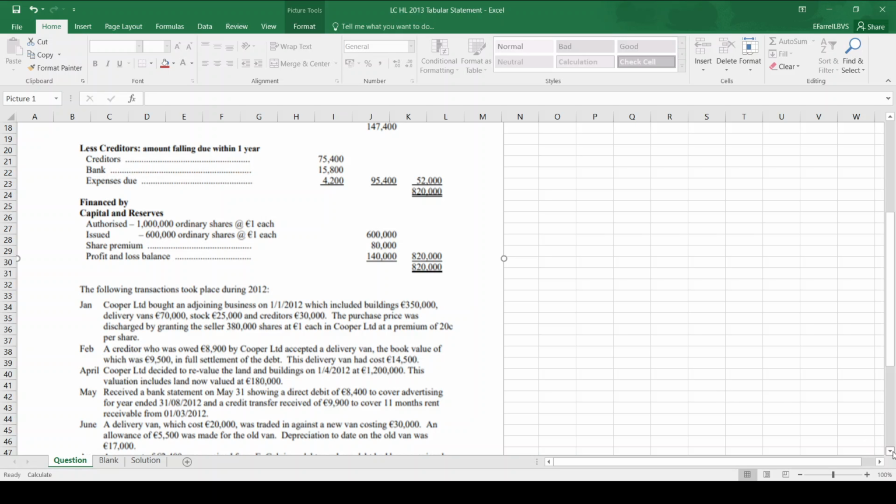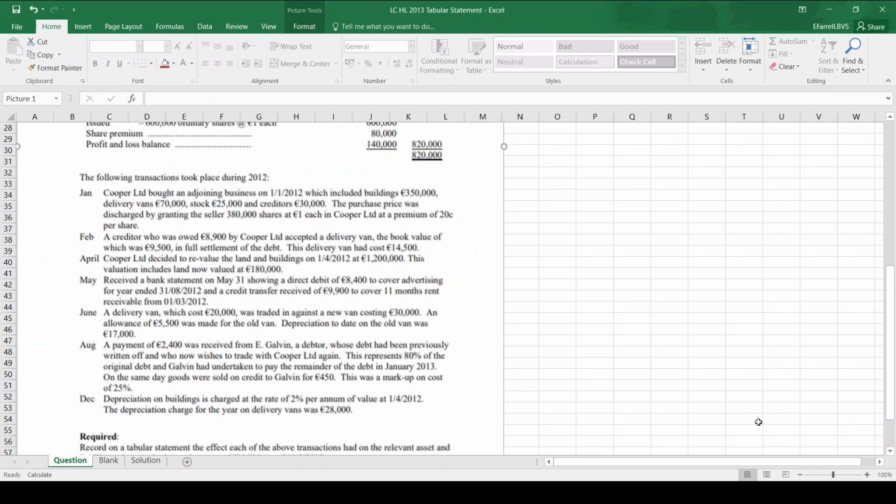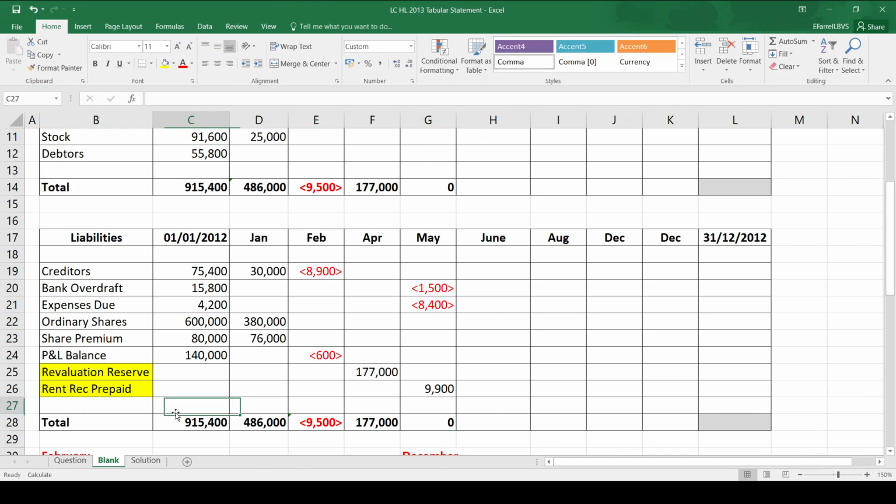June. In June, there was a delivery van which cost 20,000, and this was traded in against a new van costing 30,000. So the cost of vans will go up by 10,000. An allowance of 5,500 was made for the old van, and the depreciation to date on the old van was 17,500. So I'm going to do a little working for this.